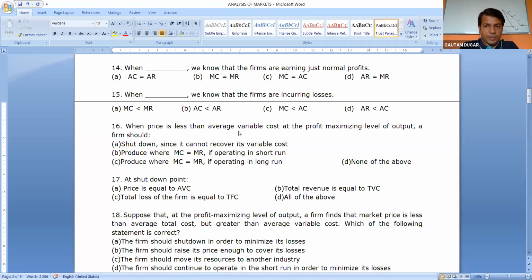Now, coming to question 15. When variable firms are incurring losses, when AR is less than AC. 15D: when AR is less than AC, the firms are incurring losses. Coming to question 16, when the price is less than average variable cost at the profit maximizing level. Profit maximizing level is nothing but the equilibrium point.